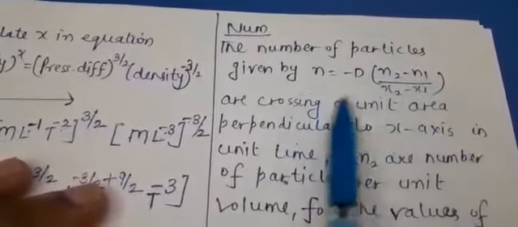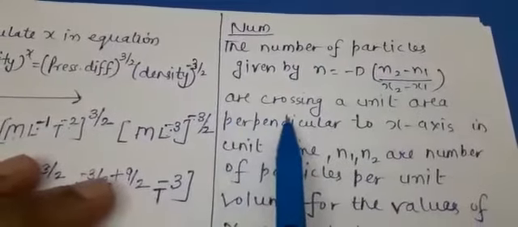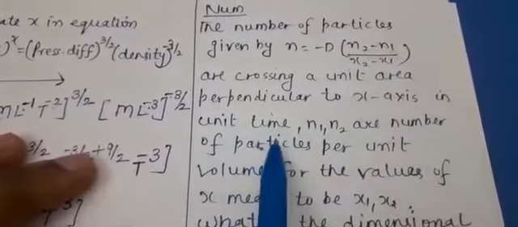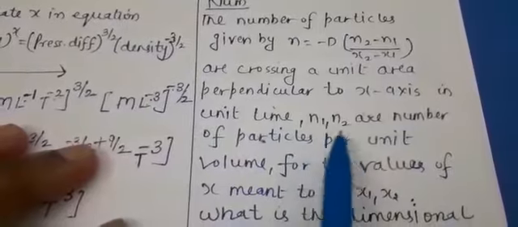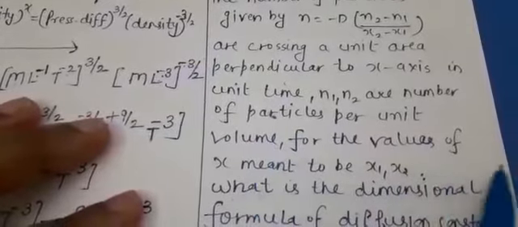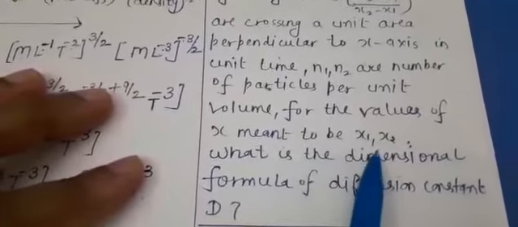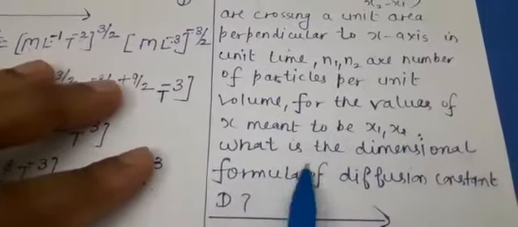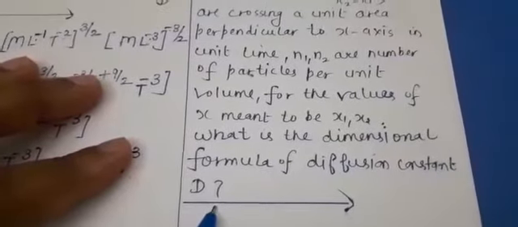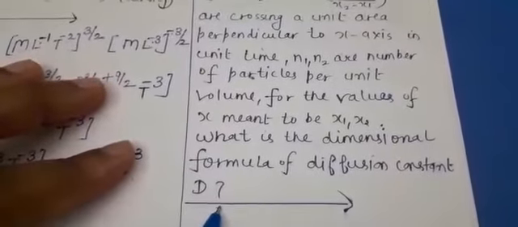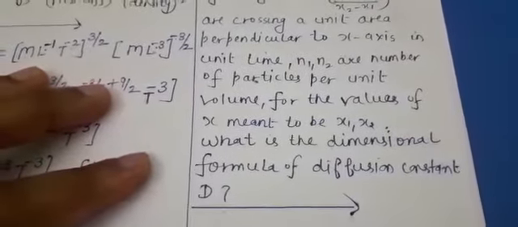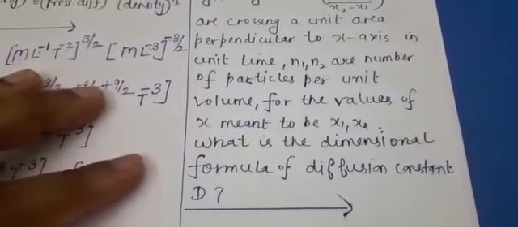See, the number of particles given by this relation are crossing a unit area perpendicular to x-axis in a unit time, where n1 and n2 are number of particles per unit volume for the value of x meant to be x1 and x2. What is the dimensional formula of diffusion constant D? So in the relation you have to find dimension formula of D. So first of all, the basic concept here is to understand the statement. If you got the clarity of what is given in the statement, then the problem is simplified.